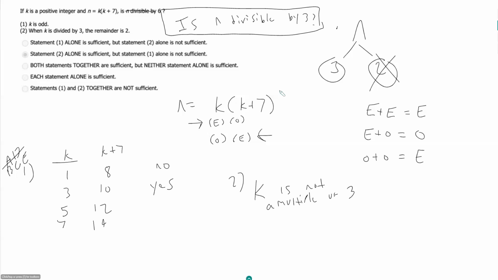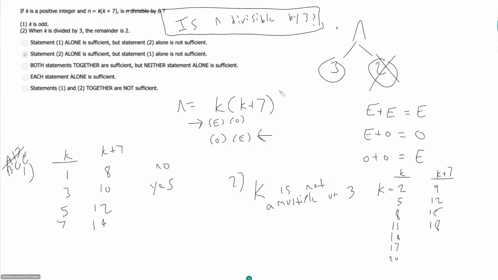What are some values for k? When k is divided by 3, the remainder is 2. So k can be equal to 2, 5, 8, 11, 14, 17, 20. What would k plus 7 be in each of these cases? 9, 12, 15, 18. And so it looks like in this case, even though k is not a multiple of 3, k plus 7 always is a multiple of 3.